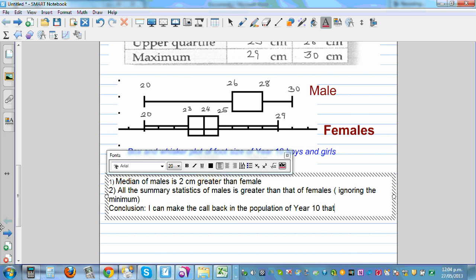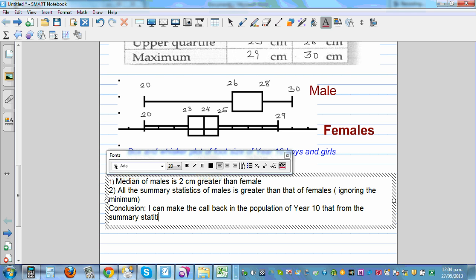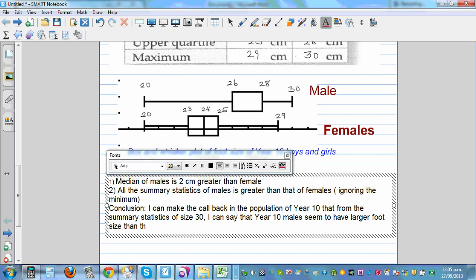that from the summary statistics of size 30, I can say that year 10 males seem to have larger foot size than that of female.